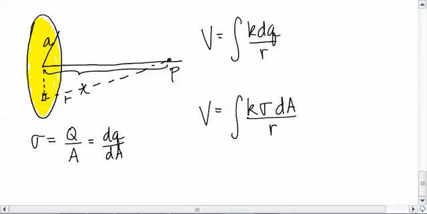We need to come up with an expression for a little bit of the area. How can we make a disk? What geometric shapes could you put together to make a disk? A bunch of circles, a bunch of rings. So let's say that dA is the same thing as 2 pi r dr. What do you think so far?